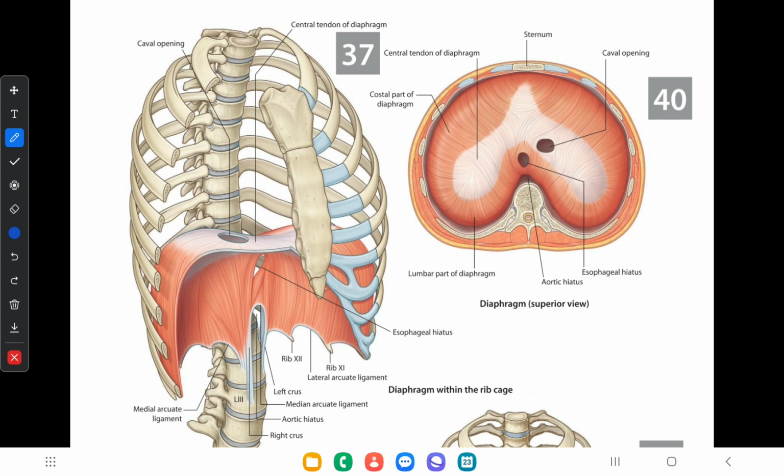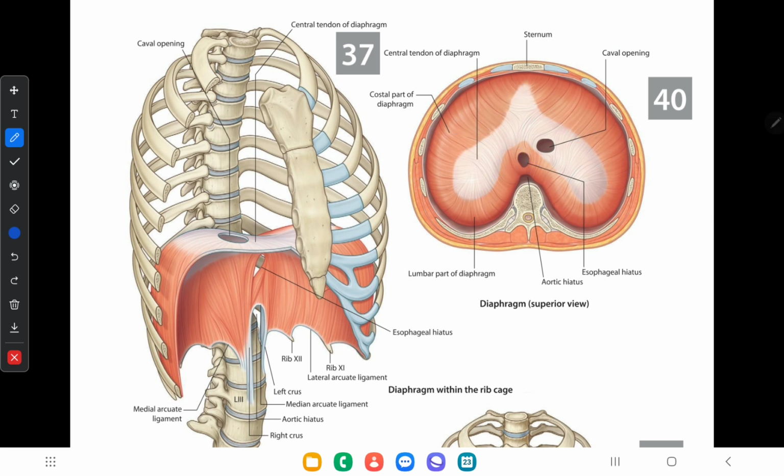Then what is the insertion of the muscle fibers? So the fibers of the muscular diaphragm converge towards the central tendon for the insertion. You can see those muscle fibers are converging. The central tendon has no bony attachment. You can see as well there is no bony attachment. It is somewhat C-shaped and fuses with the fibrous pericardium superiorly.